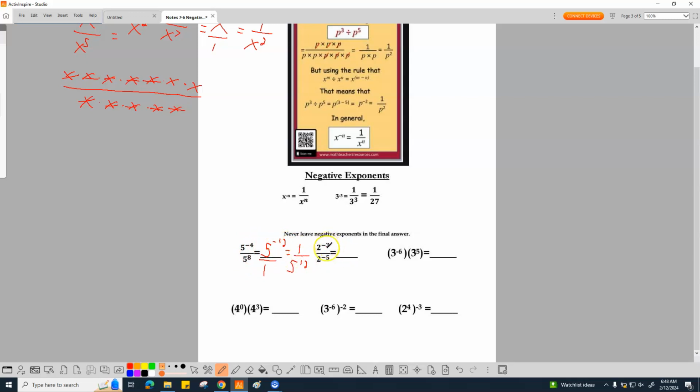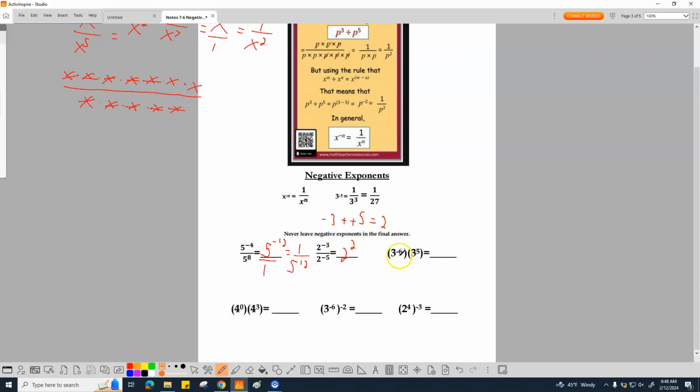All right, negative 3 minus, not just minus 5, but minus negative 5. What happens when I have a minus minus? They turn into a positive. So negative 3 plus 5 is equal to 2. So I end up with 2 squared as my answer.